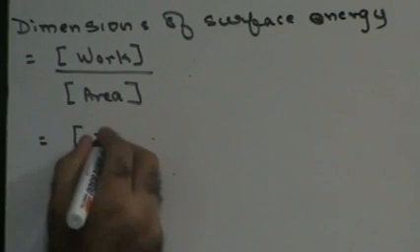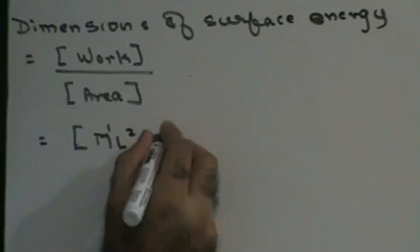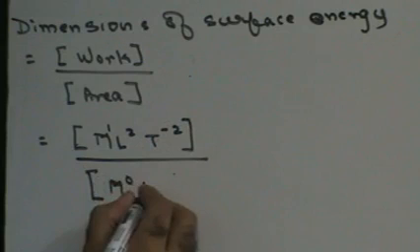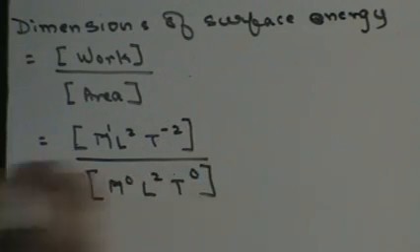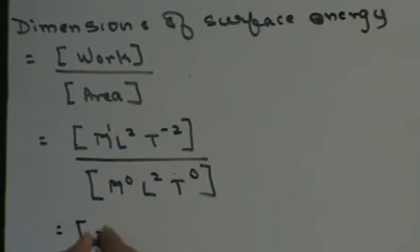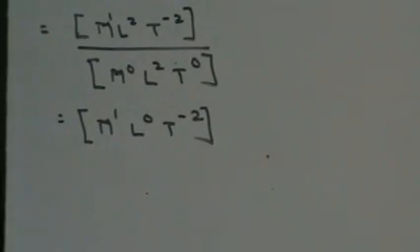So thus this will be M1 L2 T minus 2, upon area, which is M0 L2 T0, right? Hence the dimensions of surface energy will be M1 L0 T minus 2. Fine, do we get this thing here? So surface energy is nothing but the potential energy per unit area. Fine. Next, let's see the next thing.